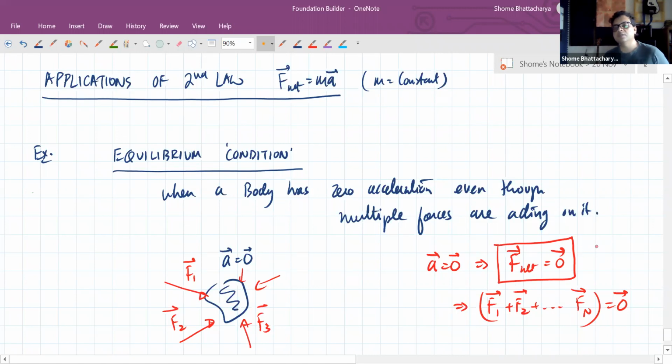So this statement is called the equilibrium condition. The net external force acting on a body is zero. So this is an important application of Newton's second law. That is what happens when the body is having zero acceleration, but there are forces acting on it. It means the forces are acting in such a way that their vector sum or the net force acting on the body is zero.